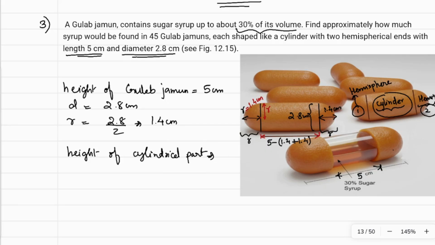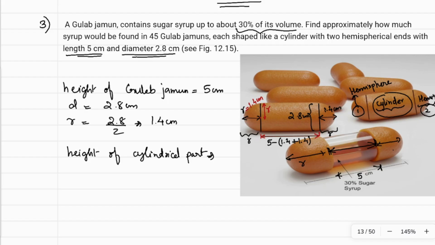Okay, how to find the height of the cylindrical part? Cylindrical part means from here till here you need to find. From here till here, what is the height? That is what they are asking. In order to find that one, what we have to do? From the total height, we will have to reduce this portion and this portion.